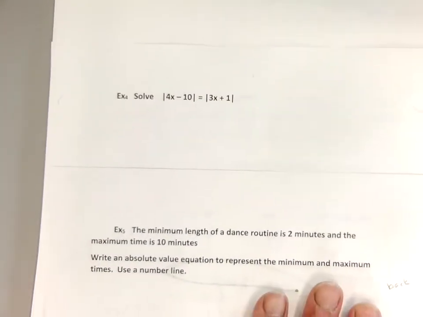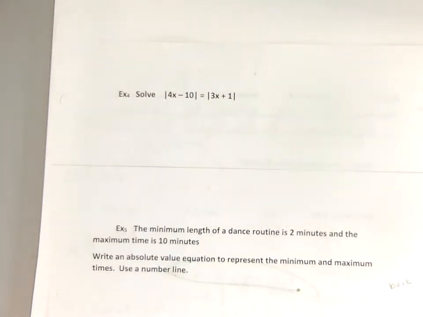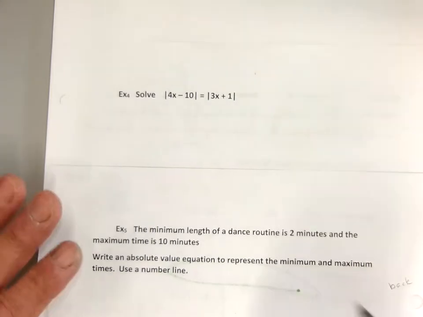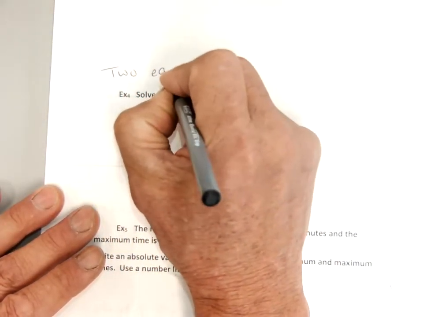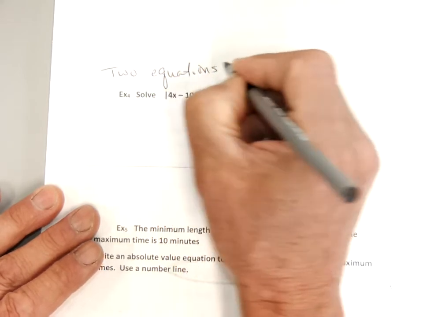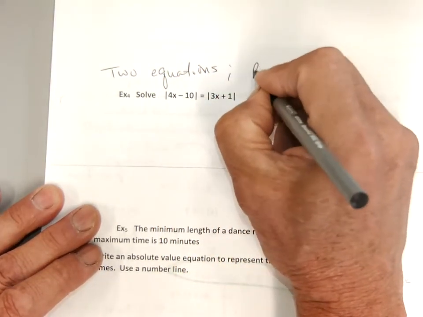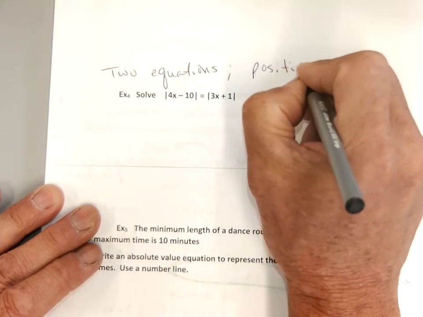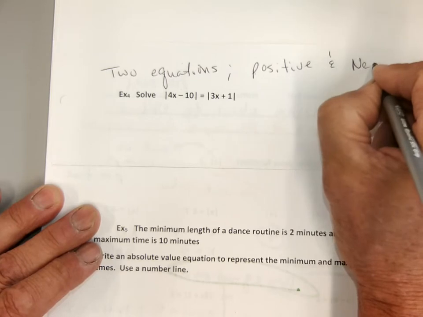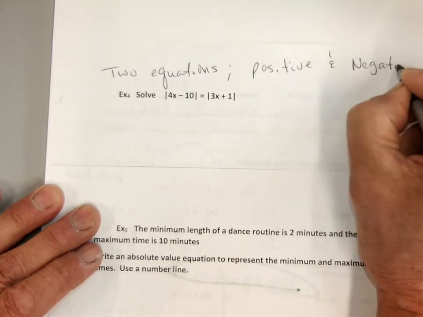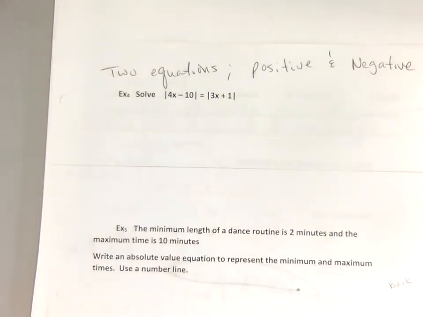So now you can also have absolute value equal to an absolute value, right? But we're still going to solve it the same way. We're still going to need two equations. We'll need a positive and a negative. It's no different except we just have a bigger equation, okay?